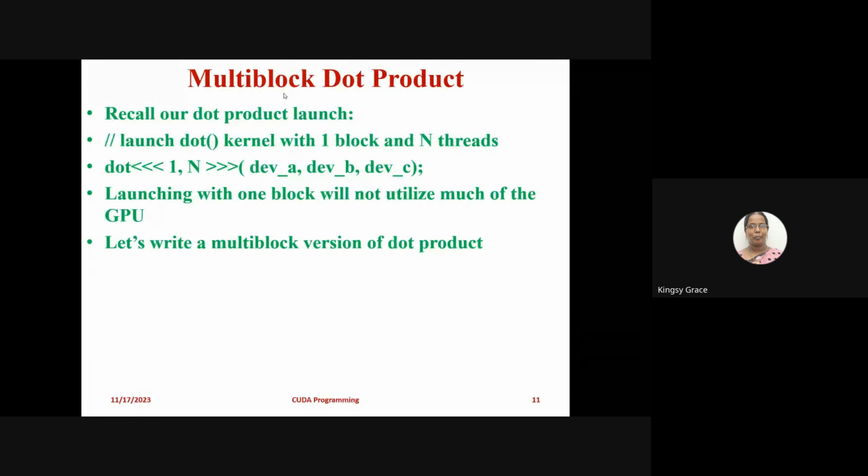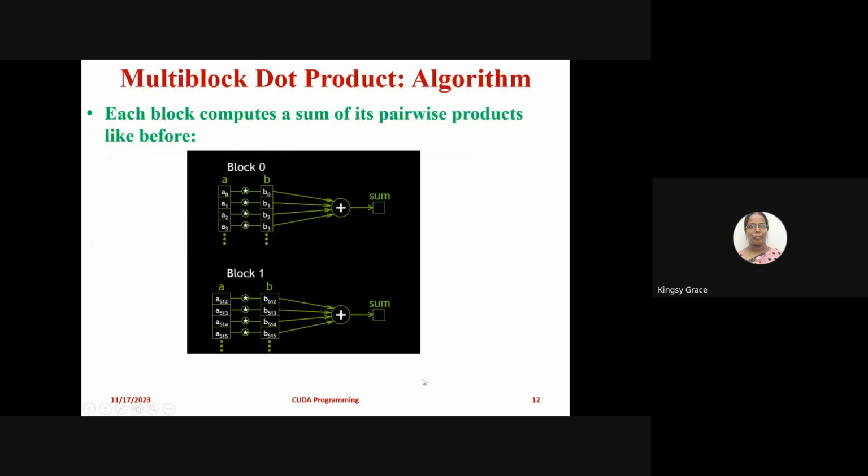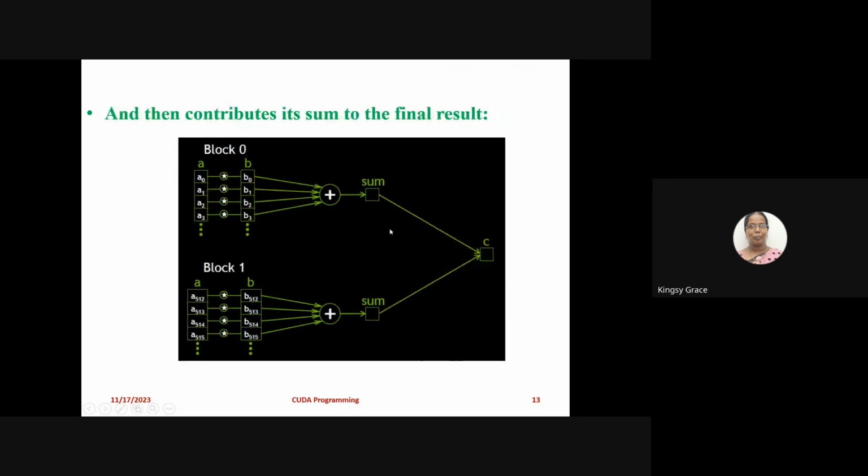Next is the multi-block dot product. Initially we saw the single-block dot product, with only one block and n threads. In the multi-block dot product, we have block 0, block 1, and so on. In block 0, the pairwise product happens, and after that you sum up. In block 1, pairwise product, then sum up. At the end, you have to sum up all the values: the block 0 sum and the block 1 sum have to be added if you are using two blocks. Then only will we get the final result.